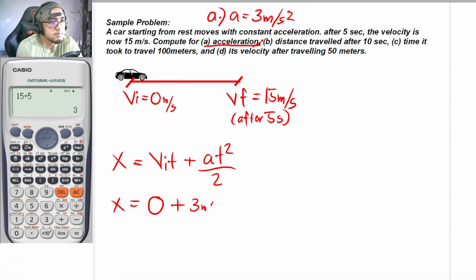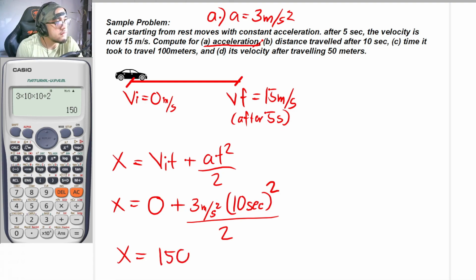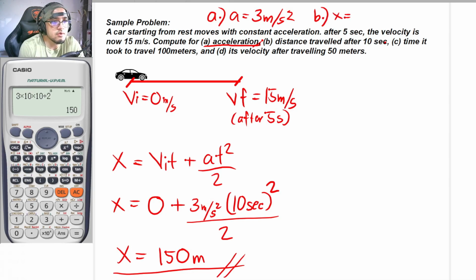So 3 meters per second squared times time, and that is now to be equal to 10 seconds divided by 2. So with that, the value for x is now to be equal to, looking at the calculator to your left, 3 times 10 squared divided by 2. So our answer here is now to be equal to 150 meters. So our answer for letter B: x is equal to 150 meters.